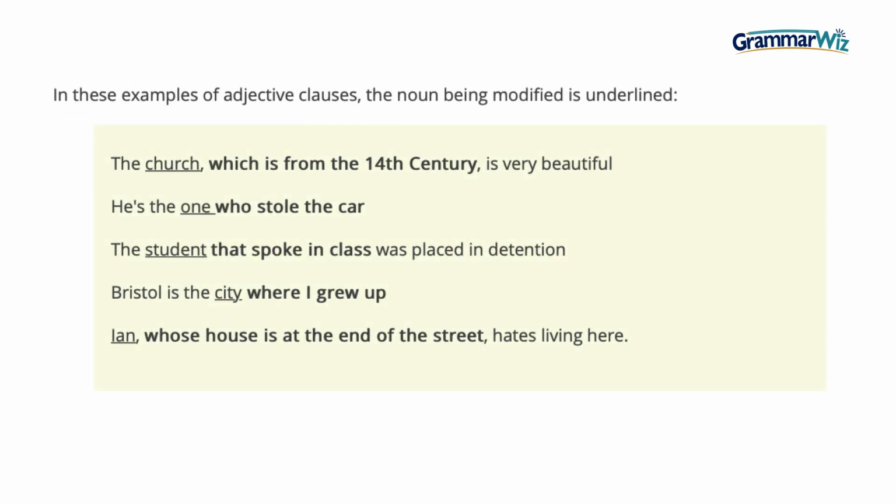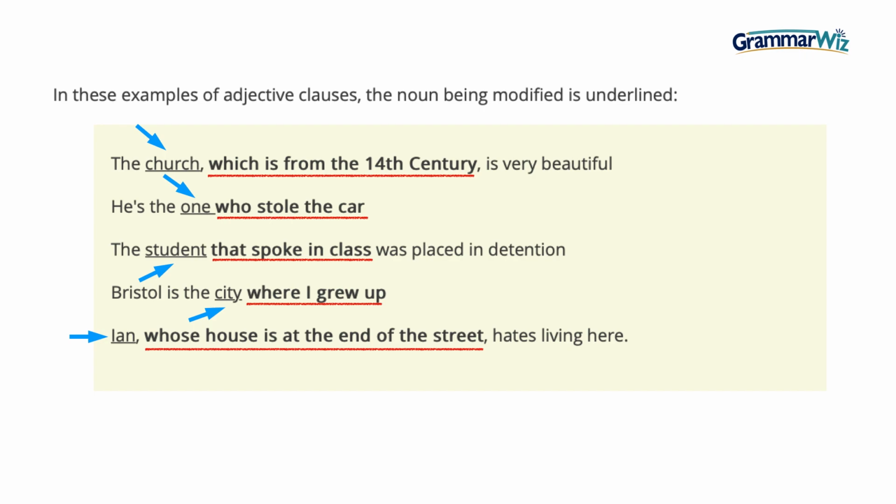In these examples of adjective clauses, the noun being modified is underlined. The church, which is from the 14th century. He's the one who stole the car. The student that spoke in class was placed in detention. Bristol is a city where I grew up. Ian, whose house is at the end of the street, hates living there. So these clauses are either identifying the noun or giving more information about it.